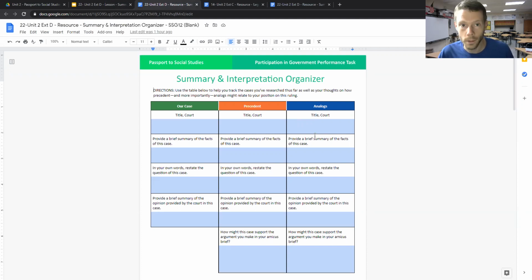So at this point in the unit of study, you should have decided on a case in the current docket of the Supreme Court of the United States, or the SCOTUS. And in the organizer, what you're going to do is identify a brief summary of the facts for each of the cases that you've looked up before, restate the question of each case, and provide a summary of the opinion provided by the court in this case.